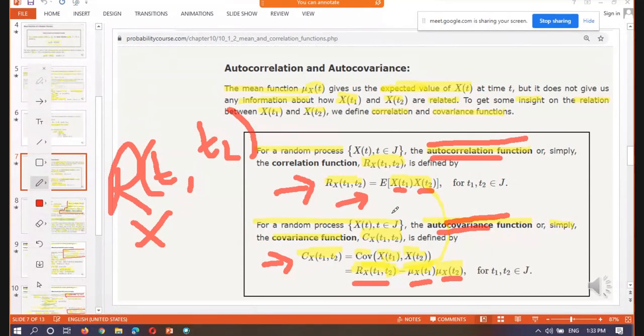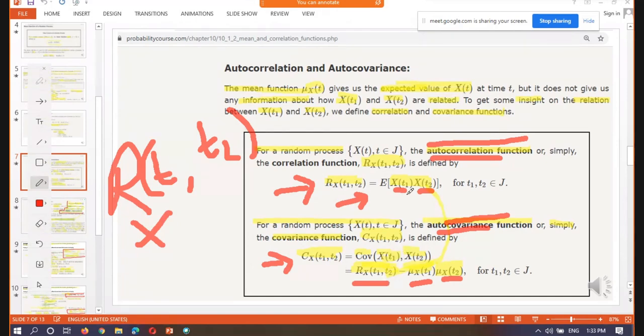You know how to calculate expectation. If we take two instants of time t1 and t2, then the expectation of X(t1) into X(t2) is known as the autocorrelation function. And you know that the autocovariance is actually a covariance kind of term.